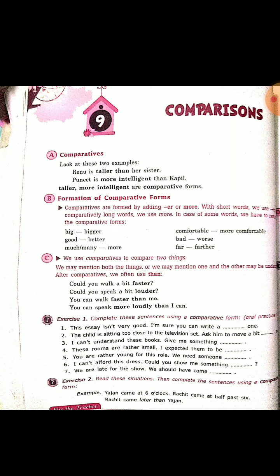Where do we use the comparative? When we are comparing two things. We use comparatives to compare two things. We may mention both the things, but we may mention one and the other may be understood. After comparatives, we often use than.